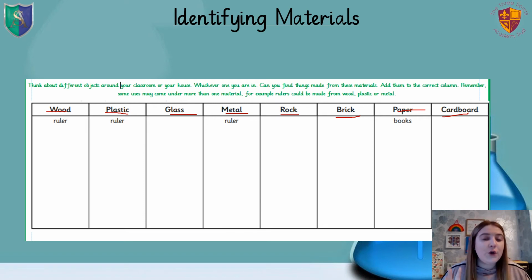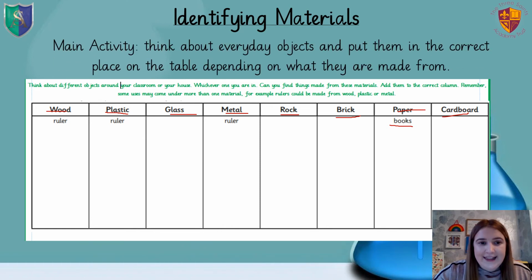Now, I've already put a couple of ideas onto the table for you. I've put books on here because they're made from paper, and I've also put a ruler, but if you've noticed, there are 3 rulers, and I've put one in wood, one in plastic, and one in metal, because actually rulers can be made out of lots of different materials. They can be made from wood, plastic, or metal, so it fits into all 3 categories because it can be made out of either of those things.